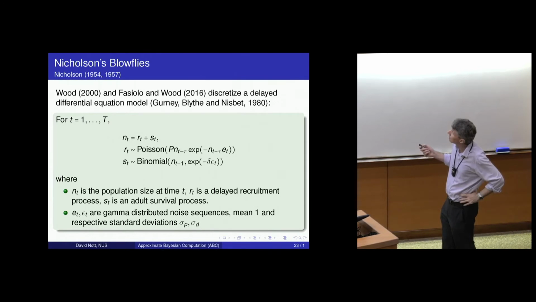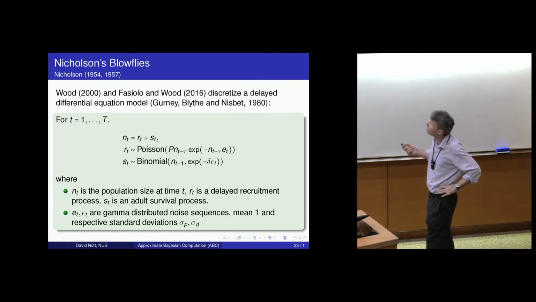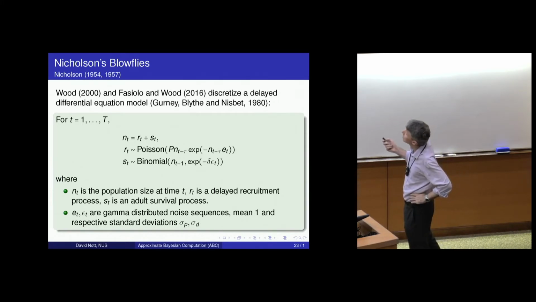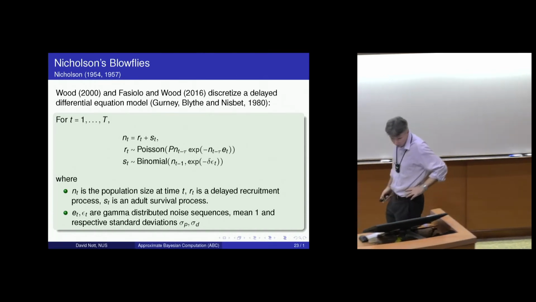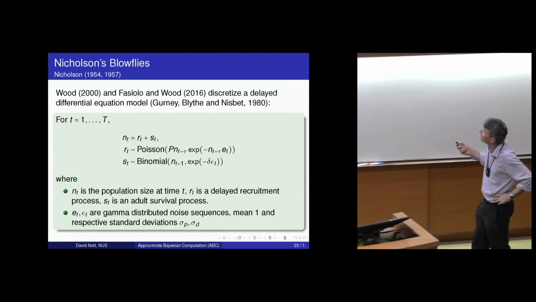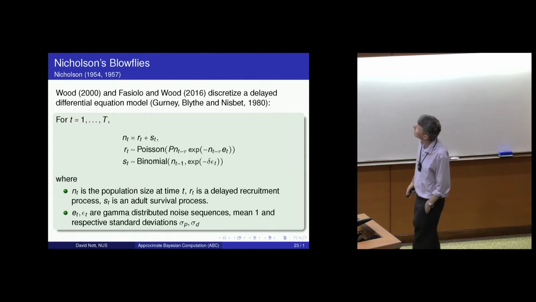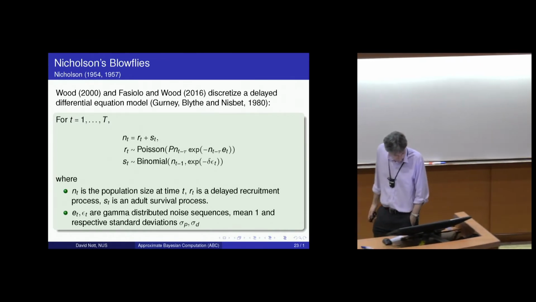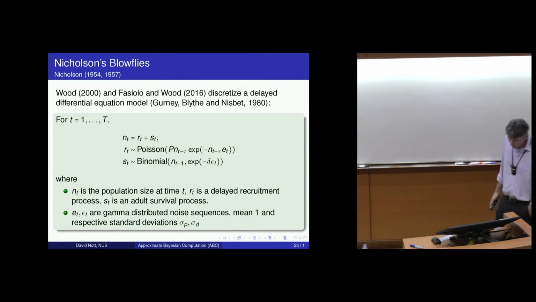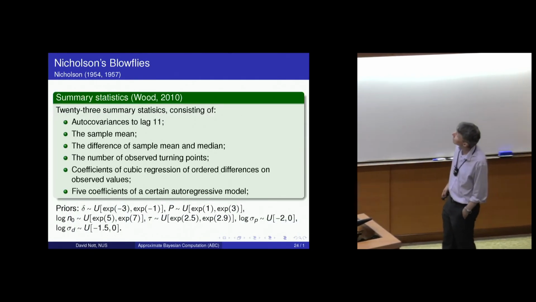And so similar to before, this N_t is a population size. That's a sum of a recruitment process and an adult survival process. The recruitment process depends on a growth parameter and a delay parameter. And this e_t is some environmental noise with some standard deviation as well that we need to estimate. The adult survival process is this binomial, and we have this parameter delta, as well as, again, a noise parameter there that we need to estimate. So that's the model. This has more parameters in it than previously.